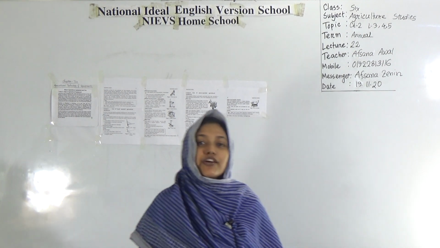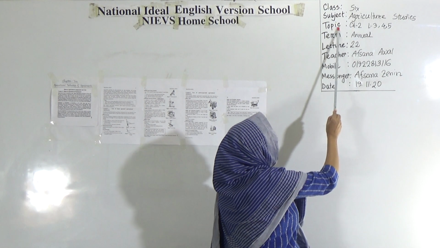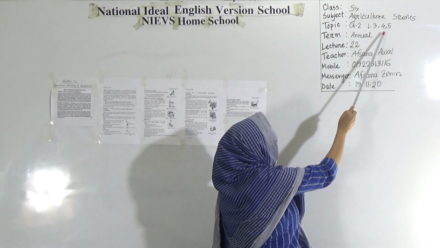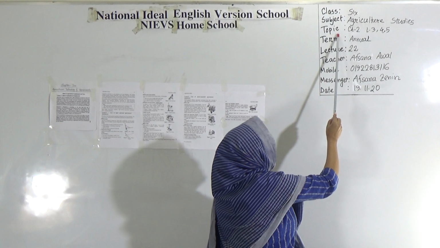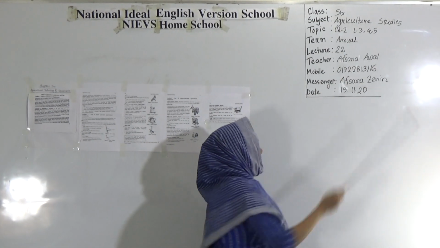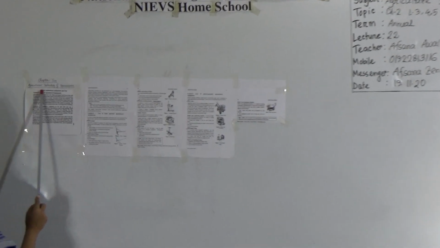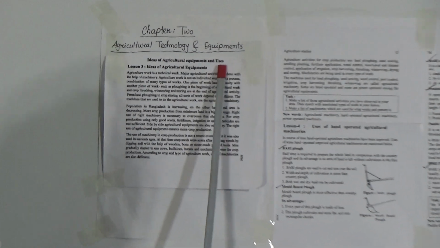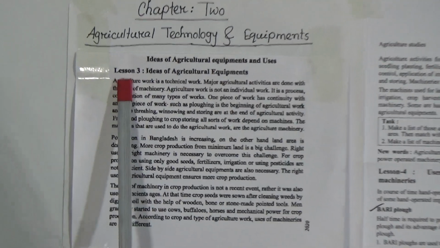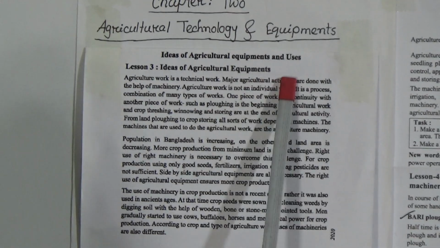Today I will take your agriculture studies class, and today's topic is chapter 2, lessons 3, 4, 5. I am repeating, today's topic is chapter 2, lessons 3, 4, 5. So students, look at the board. Chapter 2, ideas of agricultural equipments and uses. So just look here, this is lesson 3, ideas of agricultural equipments.